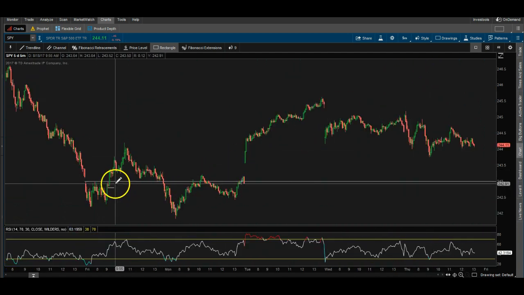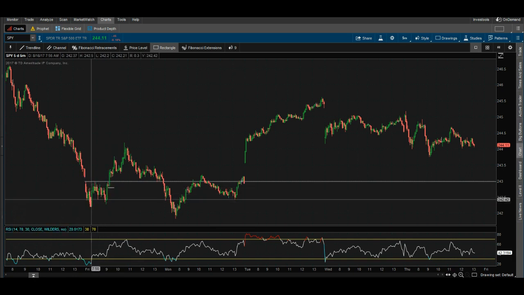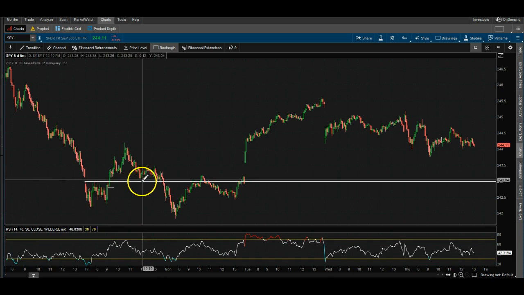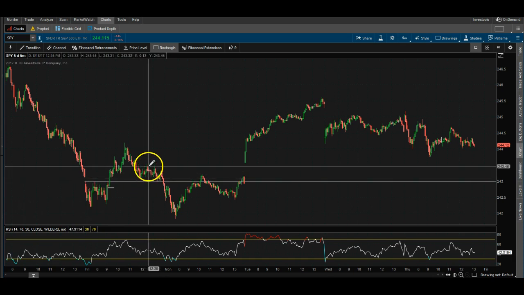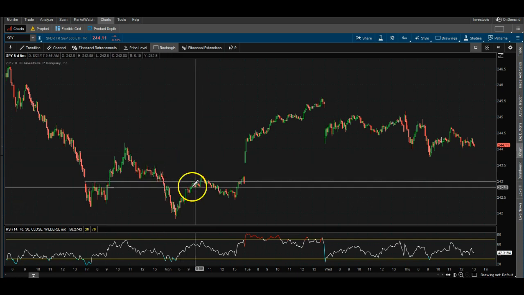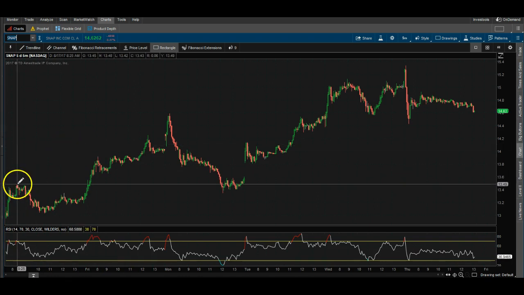This is what it looks like on the bigger picture. You have a nice double bottom W pattern. Check out my video on double bottoms. It rallies, pulls back. Here's your retest. And then it bounces. Here is the retest to the penny. So these are very powerful patterns. Let's look at a couple others. Okay, let's look at SNAP.